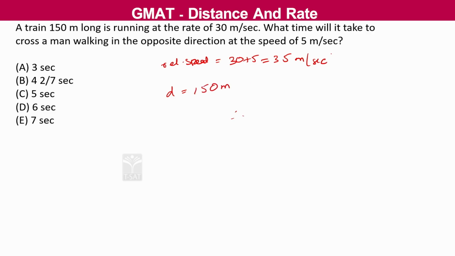Therefore, we need to find the time taken, which is equal to the total distance 150 divided by the speed, that is 35. That is equal to 30 by 7, which is 4 and 2 by 7 seconds. This is the amount of time taken, so the answer is option B.